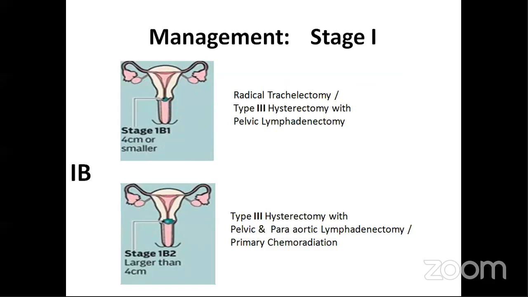Next is stage 1B, where we are seeing a lesion through naked eyes. So what do we do if it is stage 1B1, where it is less than 4 centimeter? Then we can go in for radical trachelectomy or type 3 hysterectomy, which is called Meigs hysterectomy, with pelvic lymphadenectomy. Then stage 1B2, here we can go for type 3 hysterectomy with pelvic and para-aortic lymphadenectomy, or we can go in for primary chemoradiation. So notice that we can go in for chemoradiation as early as stage 1B.